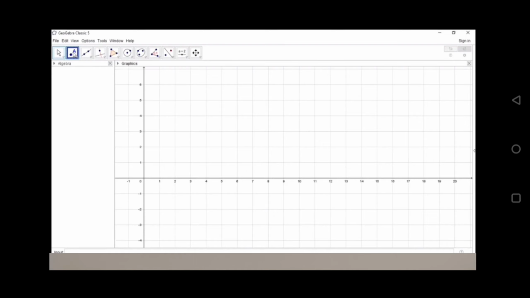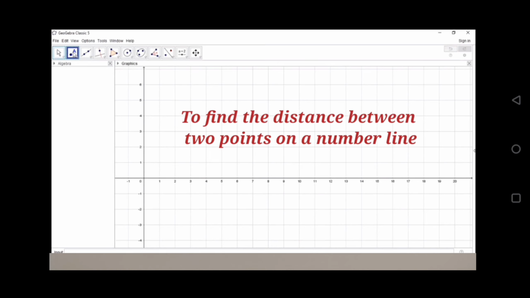Hello students, let us learn how to find the distance between any 2 points given. Those 2 points may be on a number line or they may be on a Cartesian coordinate system. In this session we are going to learn how to find the distance between any 2 points given on a number line. And from this we are going to make a general formula to find the distance between any 2 points on a number line.